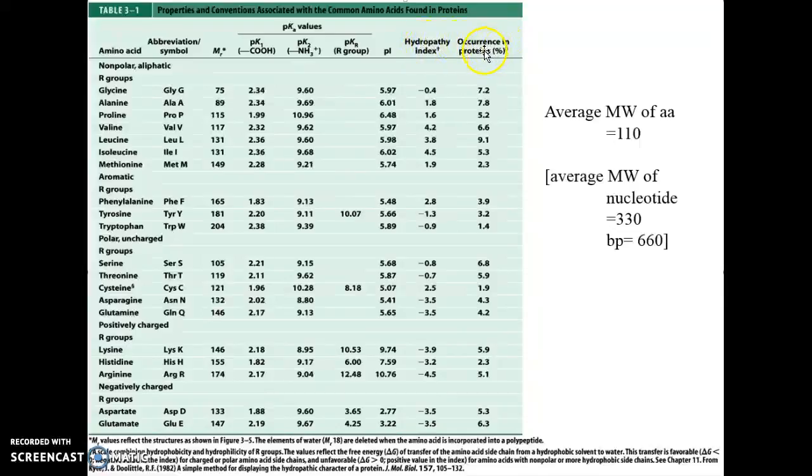Lastly, occurrence, frequency, appearing in proteins. Average molecular weight of amino acid will be 110 Dalton for the amino acid in protein.